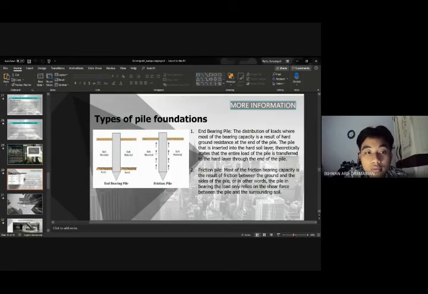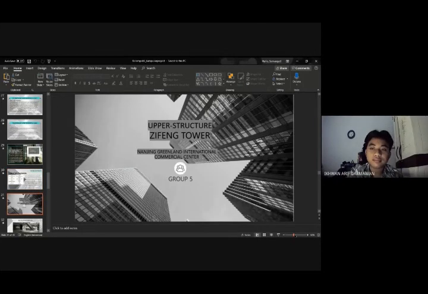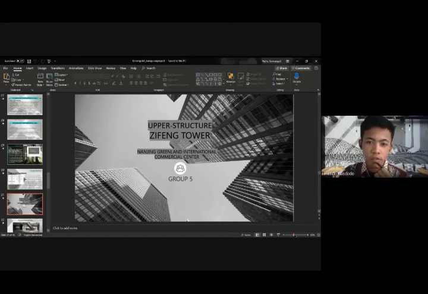Type of pile foundation. First, end bearing pile. The distribution of loads where most of the bearing capacity is a result of hard-ground resistance at the end of the pile. The pile is inserted into the hard soil layer. Theoretically, the entire load of the pile is transferred to the hard layer at the end of the pile. The next material is the upper structure of Zifeng Tower.